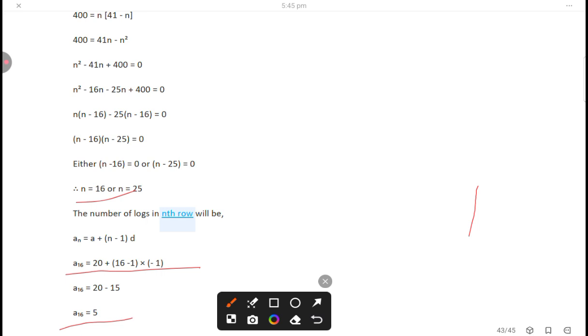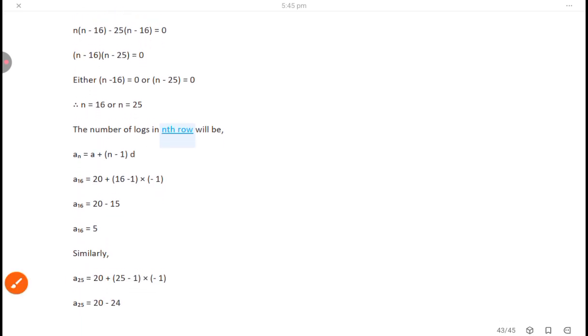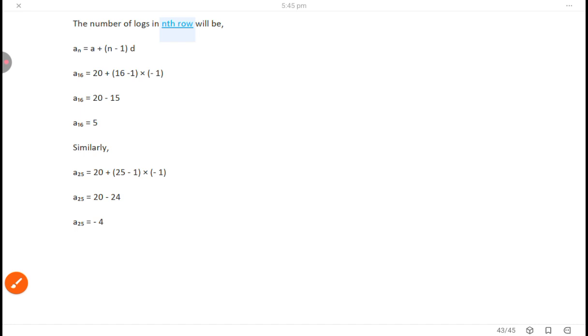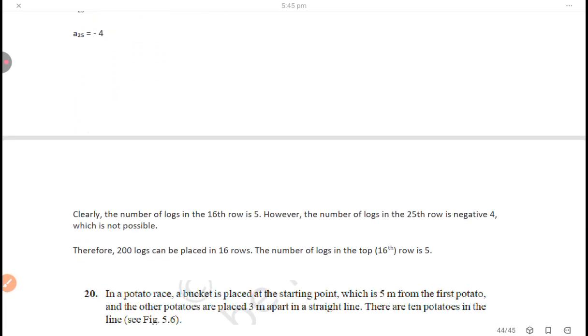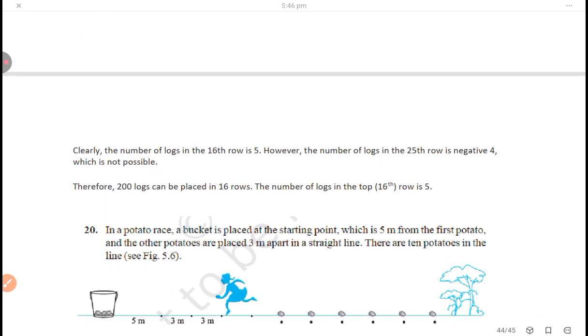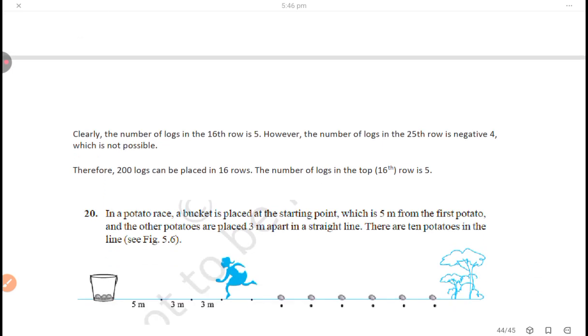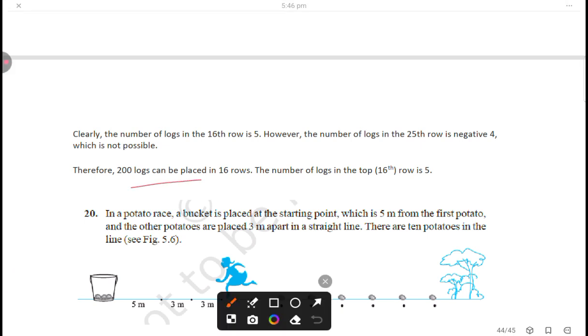So a16, you will get 5. Similarly, a25 you will get minus 4. Minus 4 is a negative number, so it is not possible. So the number of logs in the 16th row is 5. Therefore 200 logs can be placed in 16 rows. The number of logs in the top, 16th row is 5.